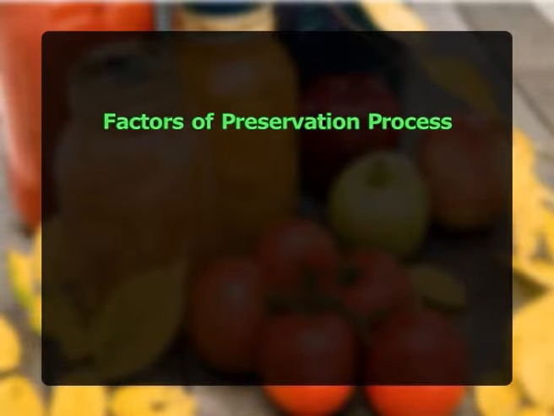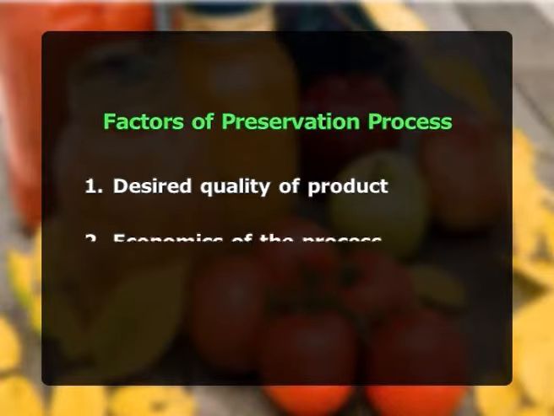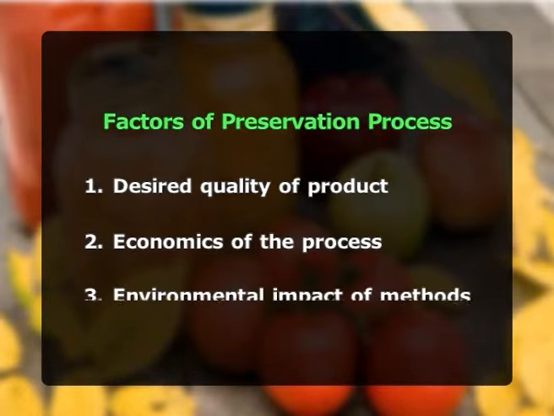and environment safety. The preservation methods are mainly based on the types of food that need to be prepared or formulated. The factors that are considered before selecting a preservation process include the desired quality of the product, the economics of the process, the environmental impact of the methods. At present, different methods of food preservation are available for the food industry.